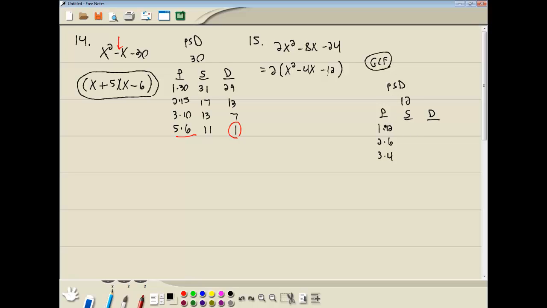I want to add those. 1 plus 12 is 13, 2 plus 6 is 8, 3 plus 4 is 7. Then I want to subtract them, smaller from larger. 12 minus 1 is 11, 6 minus 2 is 4, 4 minus 3 is 1. Always, the number we're looking for is the number in the middle term, which is 4, which is right here. So I'm going to use 2 and 6.